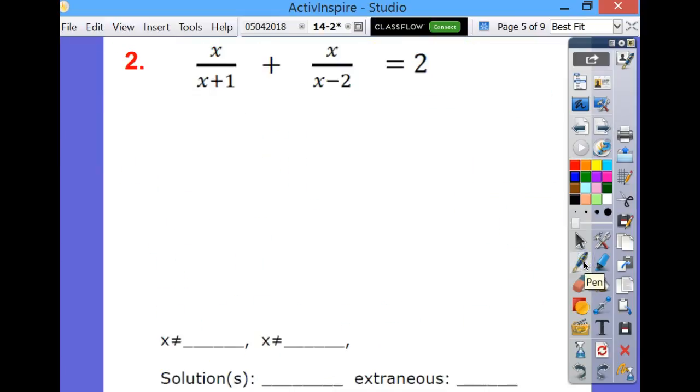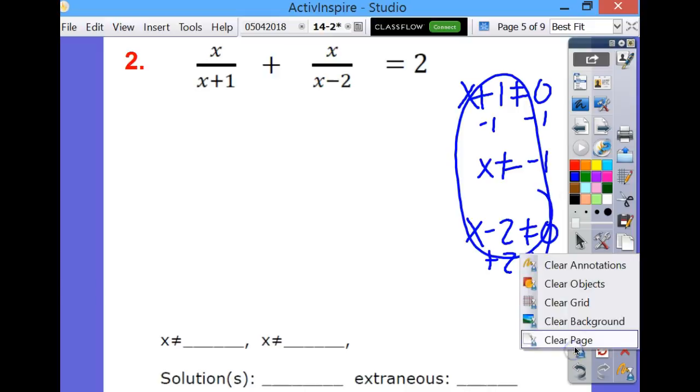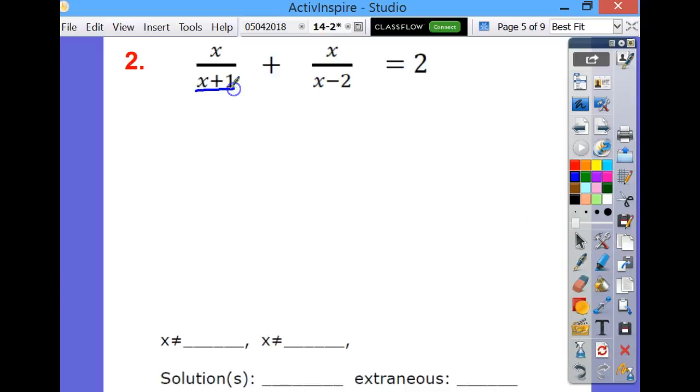In problem number 2, the first thing you're going to do is check out the denominators. X plus 1 cannot equal 0. And x minus 2 cannot equal 0. Now, I would expect by now that you can do this part in your head, and you can look at this denominator and say, I need to subtract 1 from both sides, and so that's going to be negative 1. And you could look at that, it's equal to 0, add 2 to both sides.